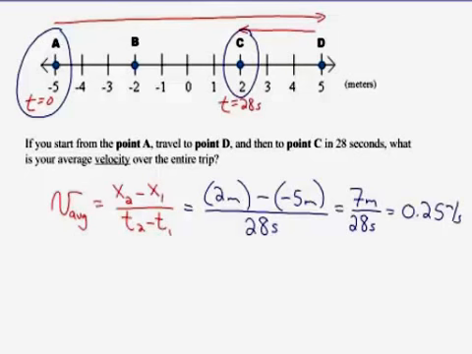What this average velocity really is saying is, if I started at A and went directly to C without going anywhere else, I would need to travel at 0.25 meters per second to make it there in 28 seconds. That's what this average velocity is giving us.